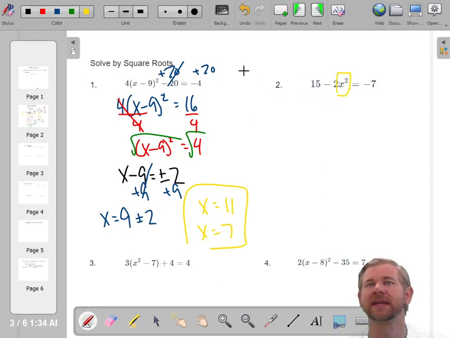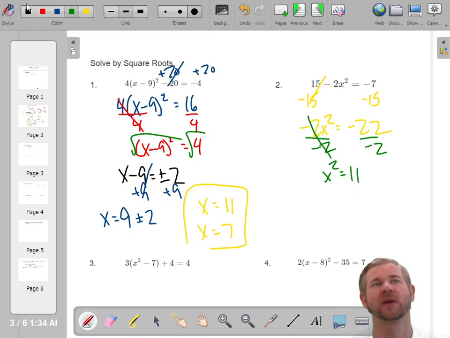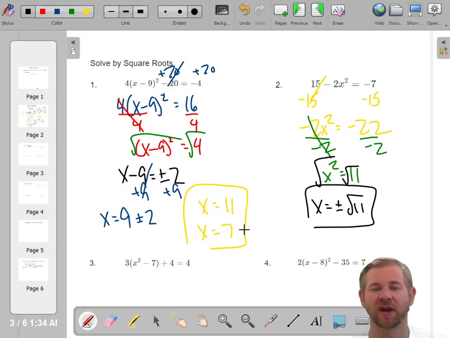The second one, we're going to get x squared by itself, which kind of feels similar. Negative 2x squared equals negative 22. Divide by negative 2. Don't try and square root yet. 22 divided by 2 is 11. Now, I square root, and this one's going to be a little bit easier. You'll just say x equals plus or minus radical 11. 11 is a prime number. You can't simplify that radical if you want to. That is the best answer. Don't round. Just leave it as plus or minus radical 11.